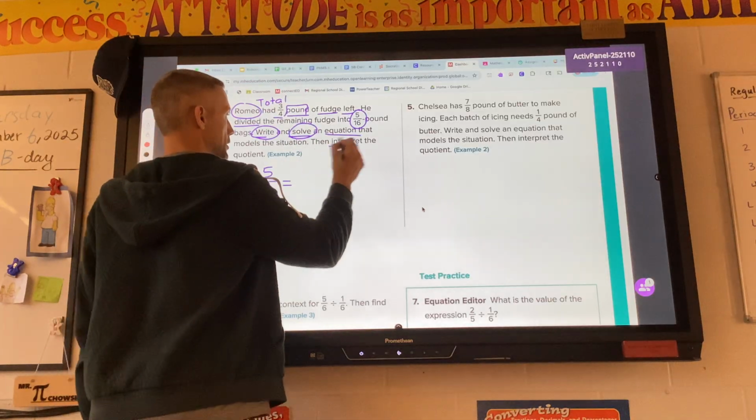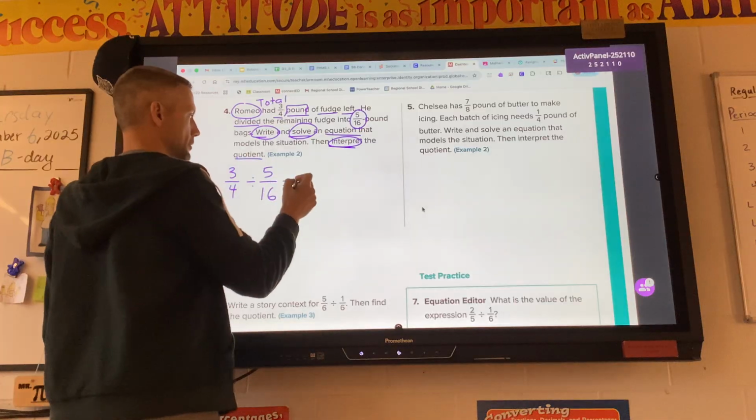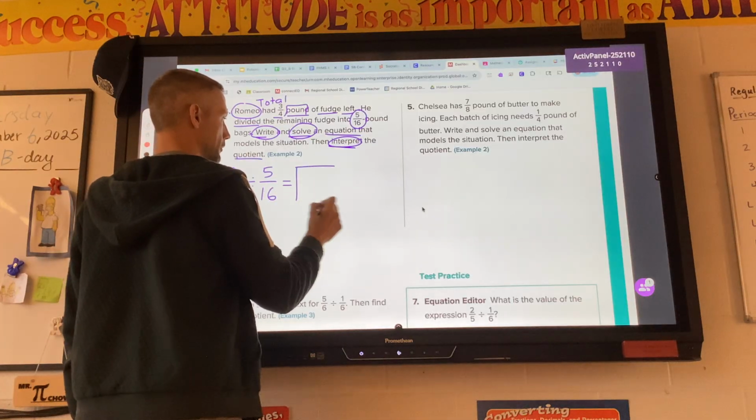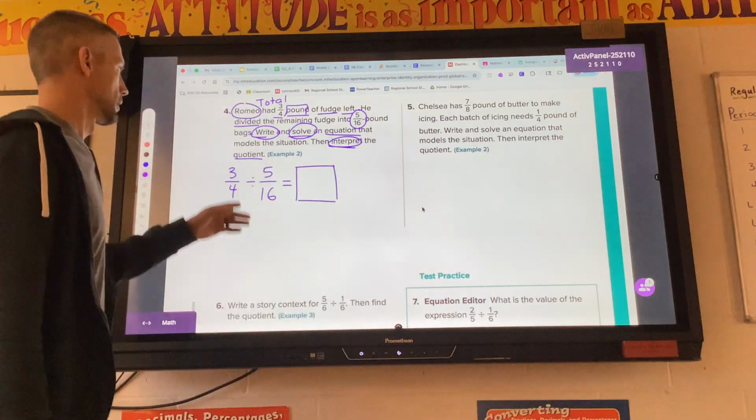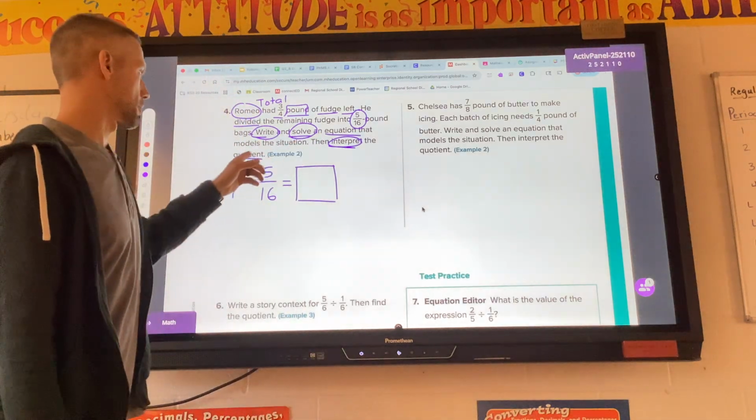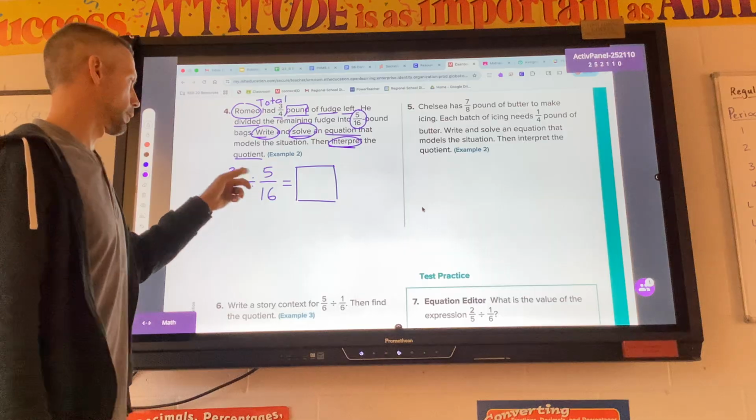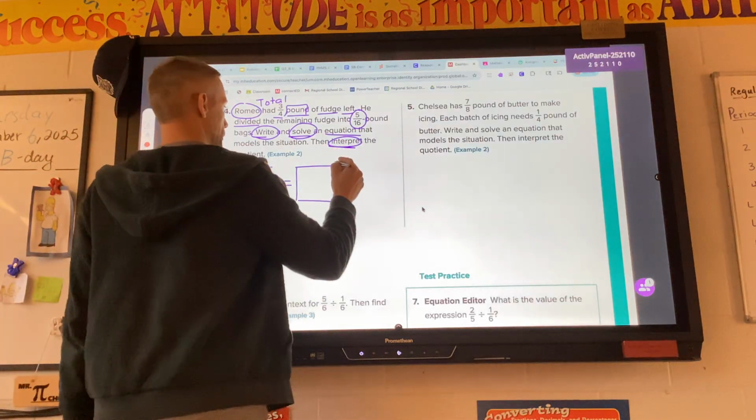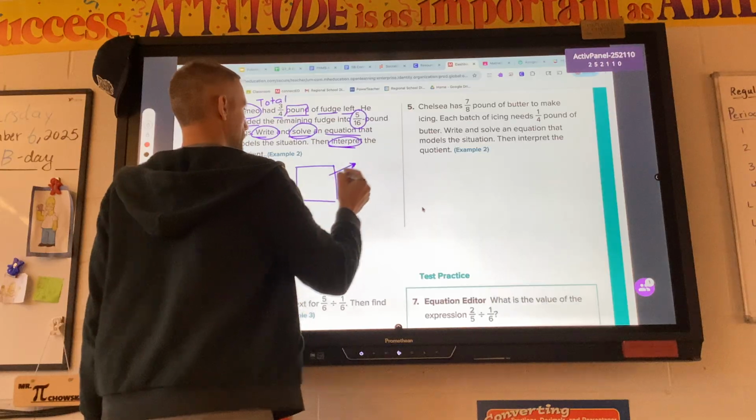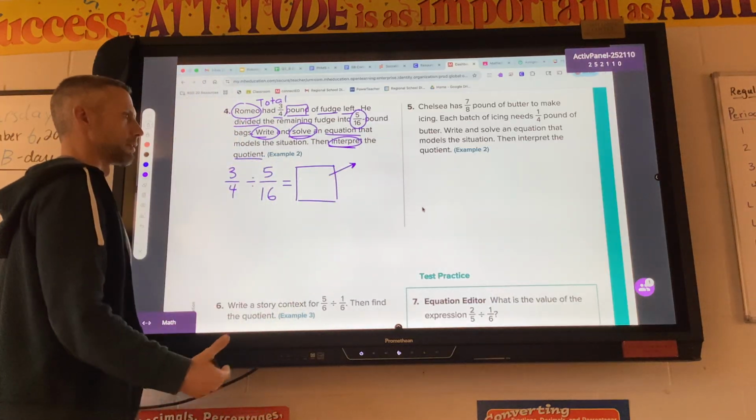But then it also says interpret the quotient, which is the answer to a division problem. So they're kind of giving you a heads up. Not only is this whole lesson about dividing fractions, they're telling you to write an equation, and then they're saying the word quotient, so your equation should be a division problem. What it means by interpret is to talk about what the answer is actually referring to.